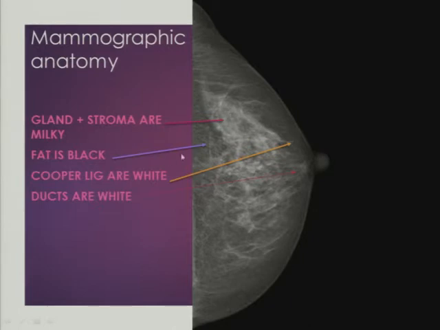so they're all white. Fat is black, so we can see black lobules separating the rest of the breast tissue. Cooper ligaments are white lines that connect the breast tissue to the skin or to the pectoralis fascia. And the ducts are also white, and they are more obvious beneath the areola.